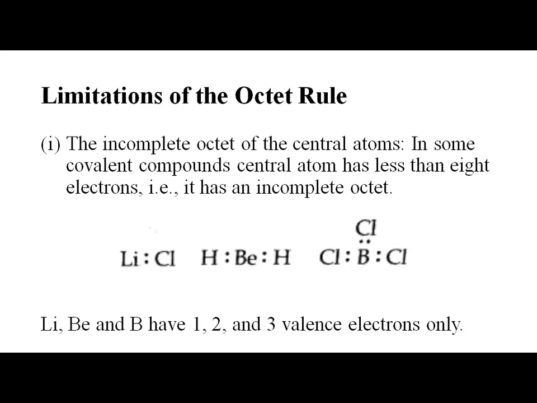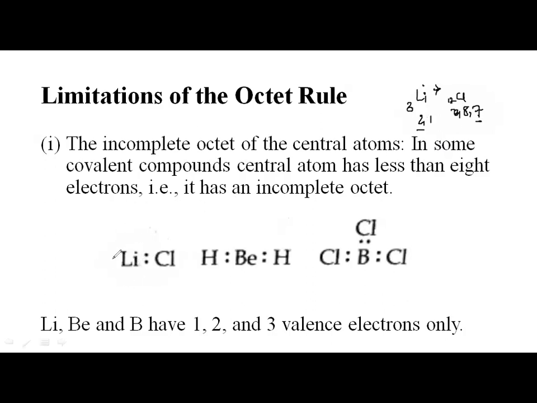But here we have something called incomplete octet. Now what does this incomplete octet mean? In some covalent compounds, the central atom has less than 8 electrons. If you see lithium chloride, try to write the structure of lithium chloride. Lithium is 3, so 2 and 1. Chlorine is 17, so 2, 8, 7. By transfer of electron, this will have 2 electrons in its outermost shell and this will have 8 electrons. So this is the structure formed.